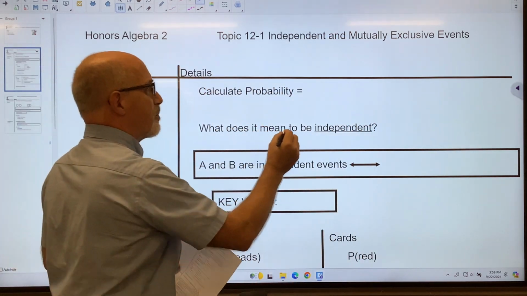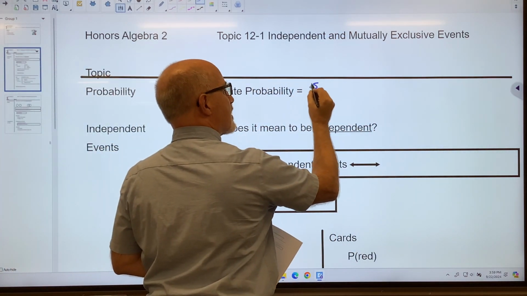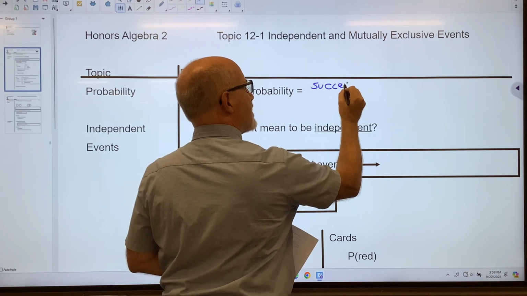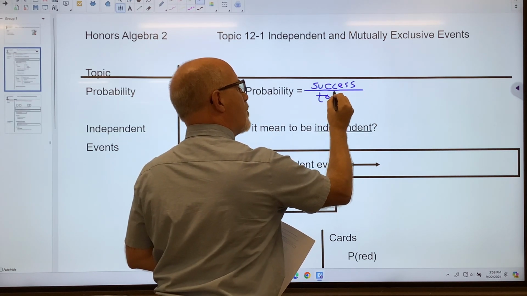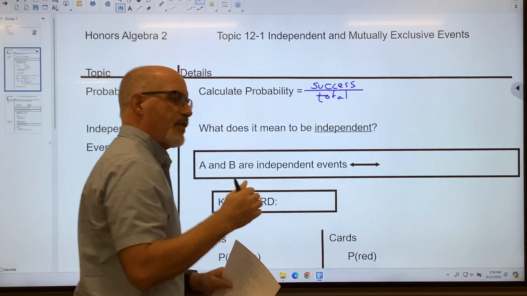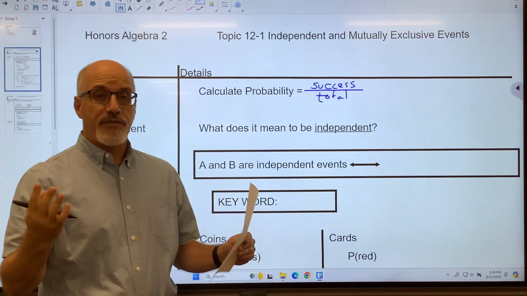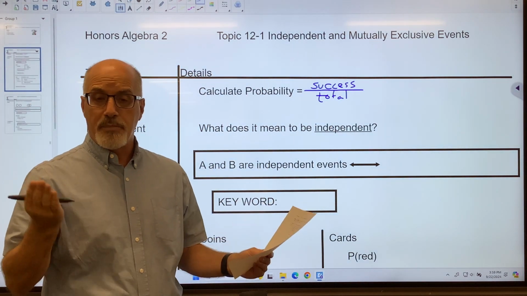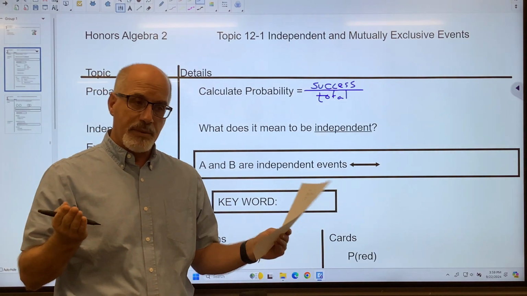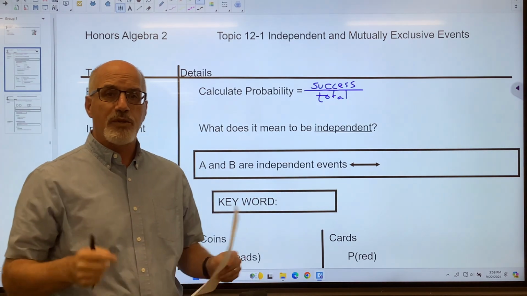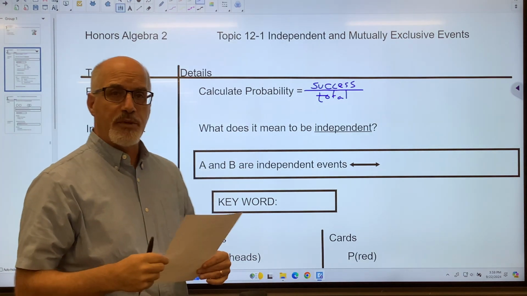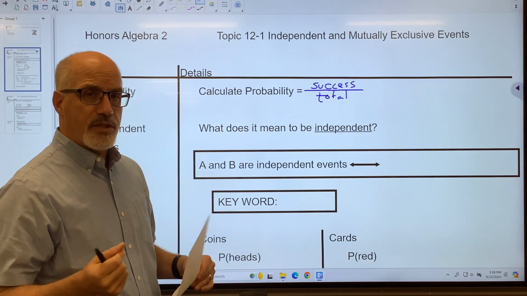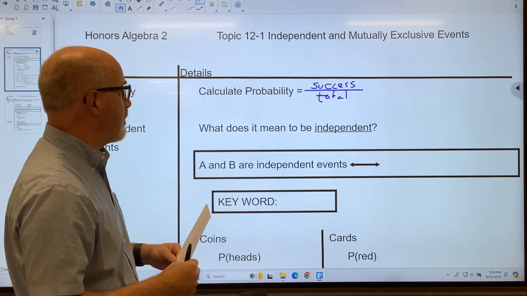Just as a reminder, probability is where you measure success. What does a successful event look like? And what is it over the total? Because if you put success over the total, you'll get a fraction between 0 and 1, possibly equal to 0, possibly equal to 1, but somewhere in between those two. We'll list it as a decimal or a fraction between 0 and 1 inclusive. So 0 and 1 can be possible.